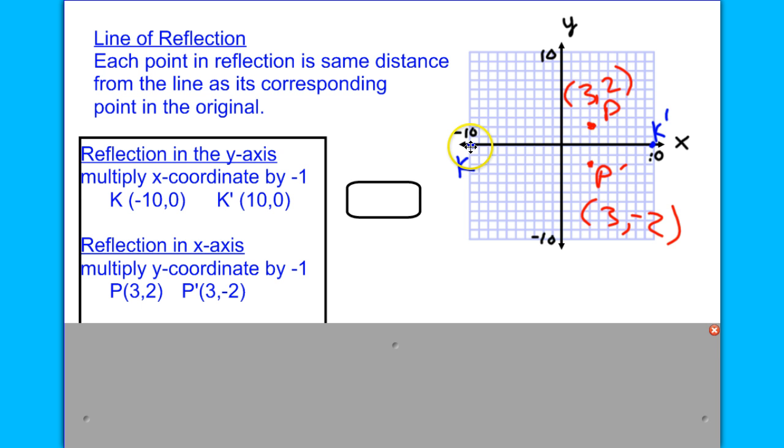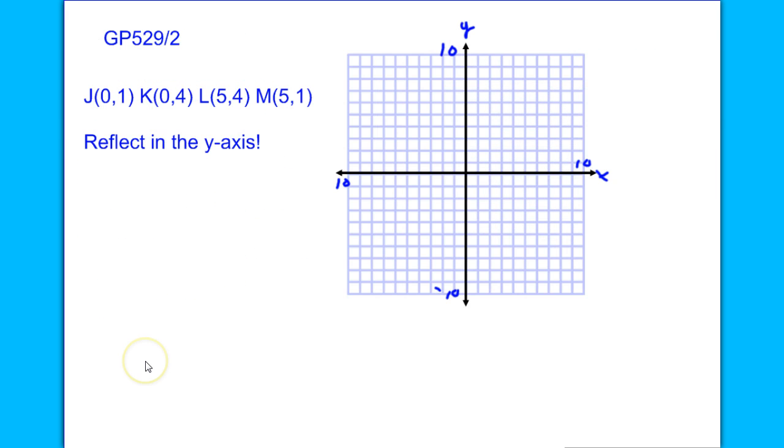So this point K, if I reflected it in the y-axis, stays right where it is. And sometimes that happens with our transformations. A point may stay there. Okay, so that's kind of an exception that Emily just brought up. Good for you.